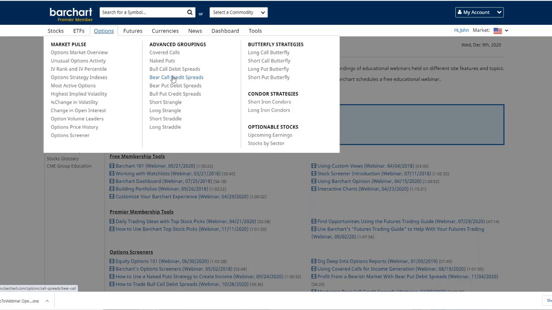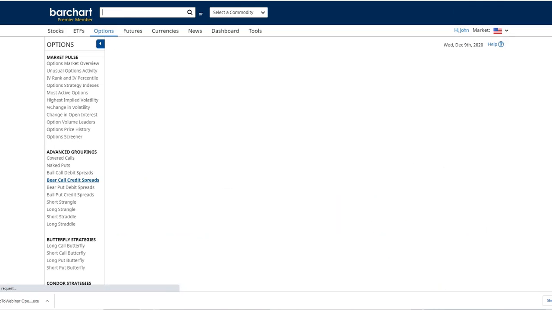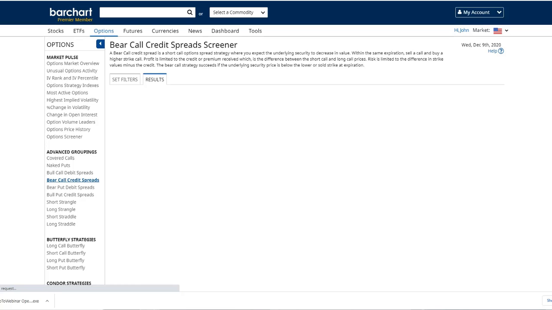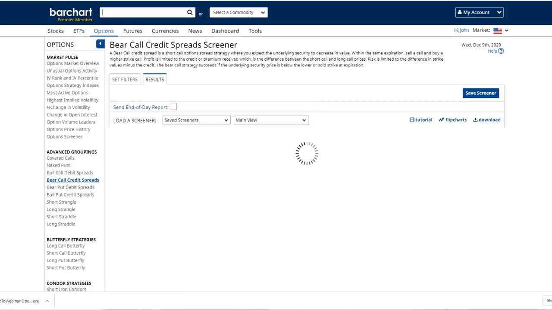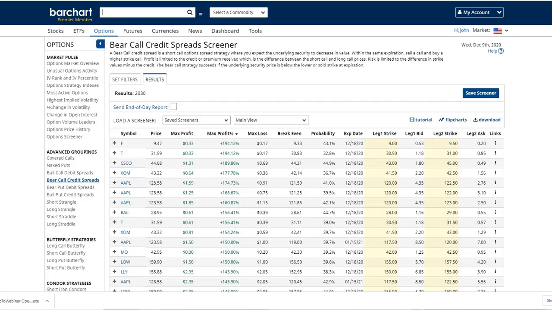All right, so here we are in options. We're under the bear call credit spread. And our screener is going to screen all the stocks that are out there, break these down and see what there is out here. Now notice that the result is 2030. So that's a lot of stocks to dig through. So there's a couple things we can do to make some adjustments. And I'm going to show you a filter that I've created myself. But let's talk about a couple things.